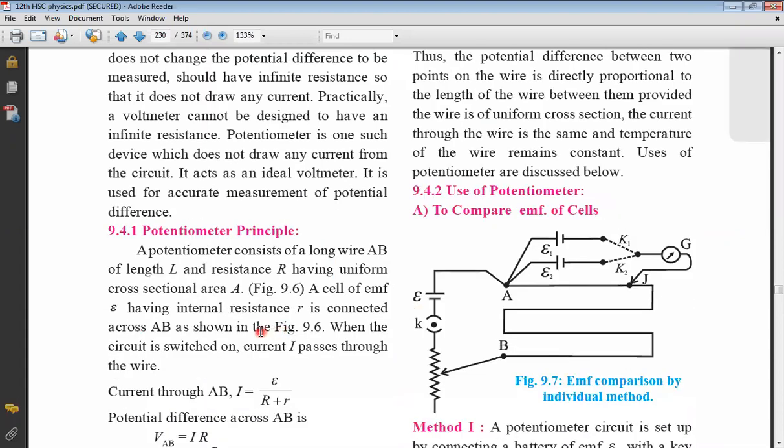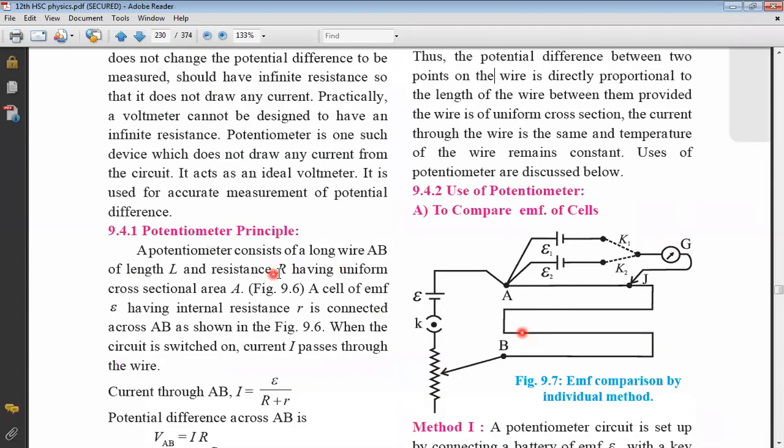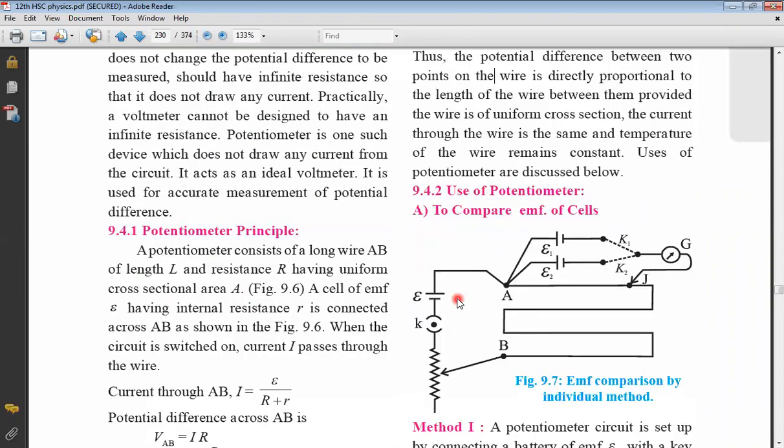Firstly, some terms, as I mentioned, capital L equal to length of wire AB. This length of wire AB, it is capital L. Capital R is the resistance of wire AB. Capital A is area of cross section of the potentiometer wire AB. The EMF of the cell is epsilon, or you can write it as E. Small r is the internal resistance of the cell, as shown in the figure here.